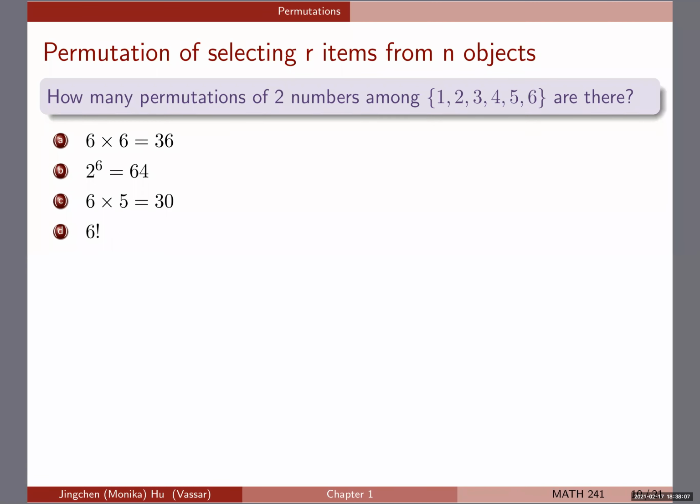Immediately we know from what we did before that we have 2 places to fill. We have 6 choices for the first, 5 choices for the second. So you multiply them. This is actually the basic rule of counting. You get 30.